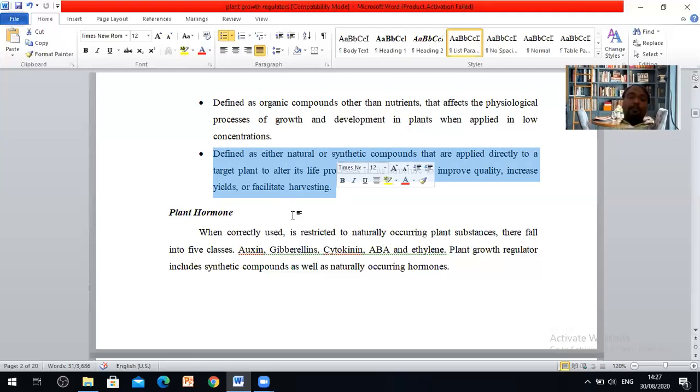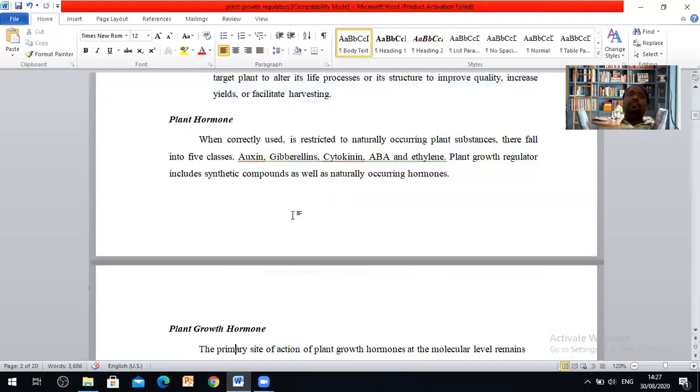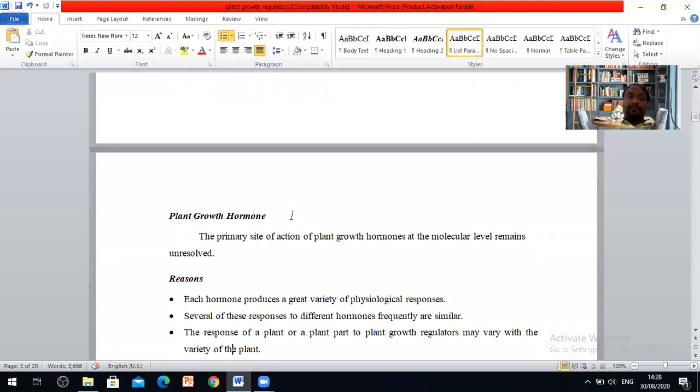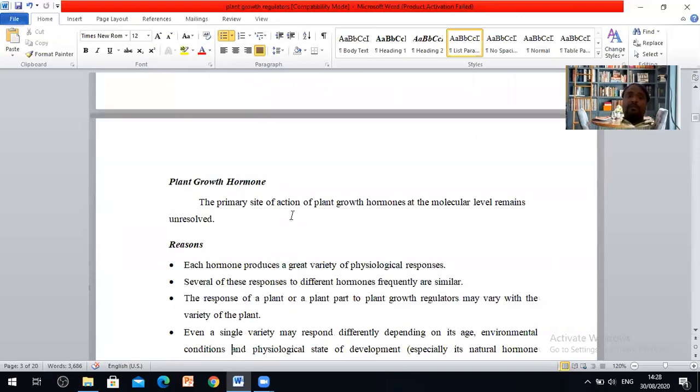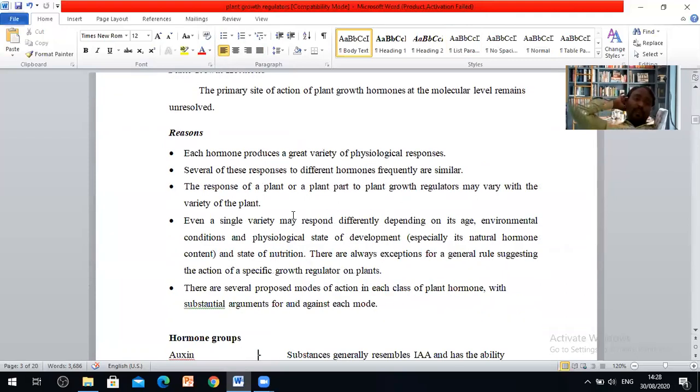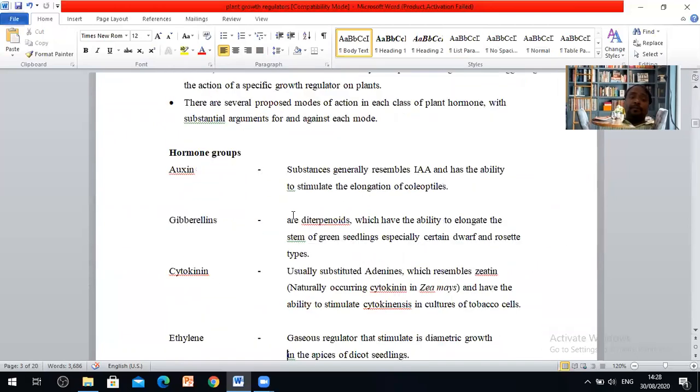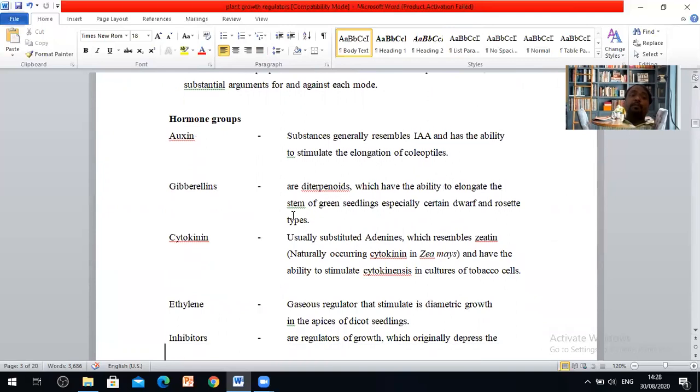Now, the term plant hormones, though incorrectly used, is restricted to naturally occurring plant substances. They fall into the five classes we discussed: auxins, gibberellins, cytokinins, abscisic acid, and ethylene, of which some are growth promoters and some are growth inhibitors. The primary site of action of plant growth hormones at the molecular level remains unresolved. These are the five groups of growth hormones.